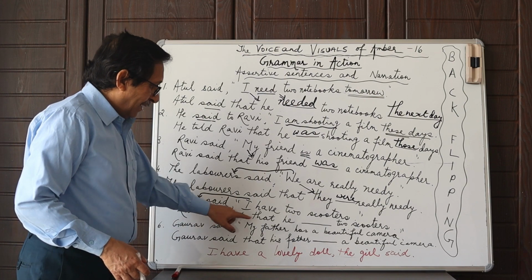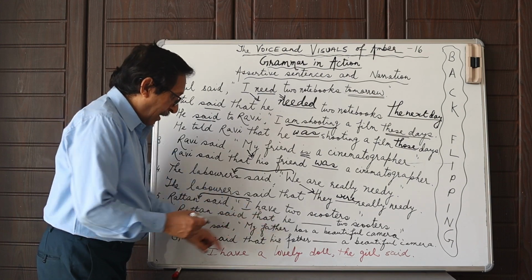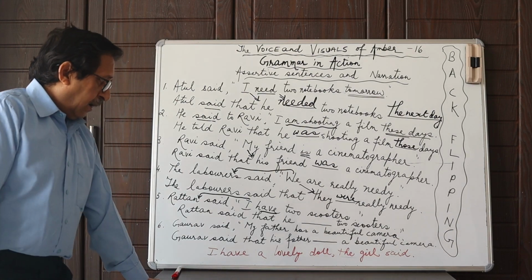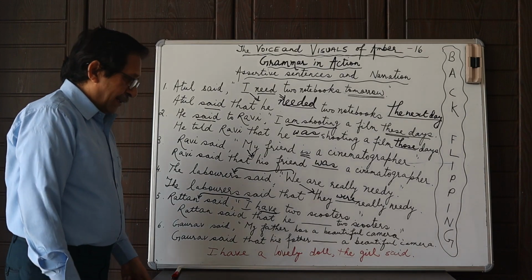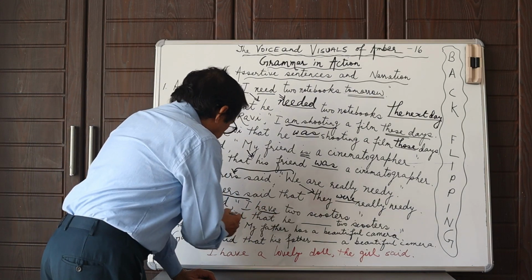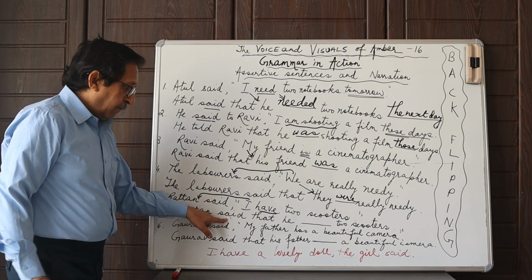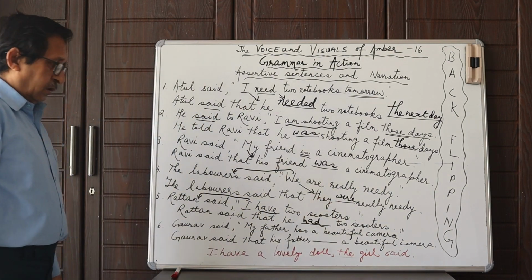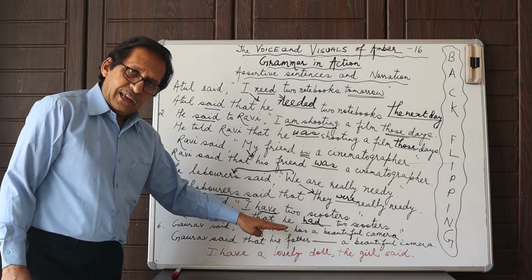So Ratan said that I refers to Ratan, so it becomes he, and have. I have is again a link verb or a possession verb, that will come under the to be verb category. So in order to maintain consistency of tense with the tense of the reporting verb, it will become he had 2 scooters. Now this consistency of tense is maintained.